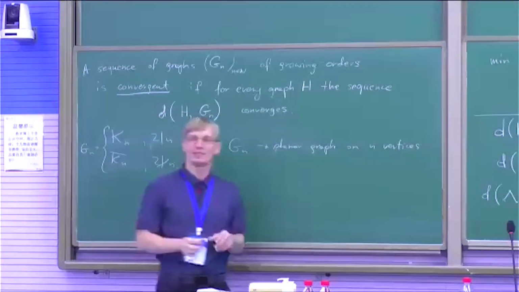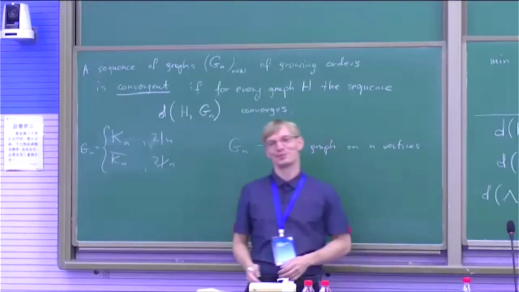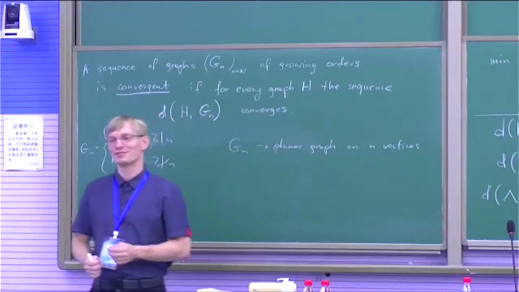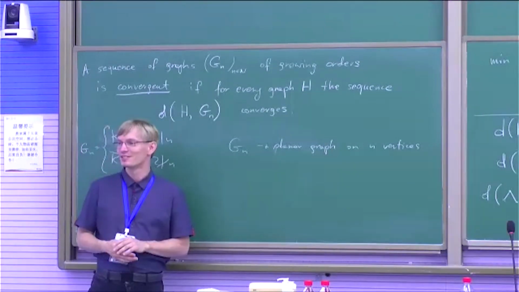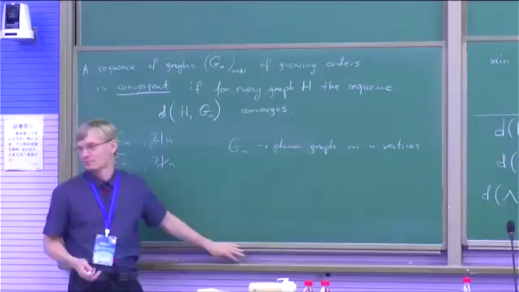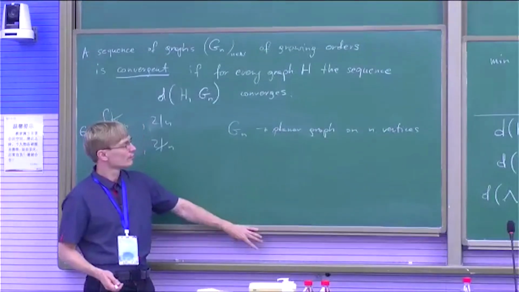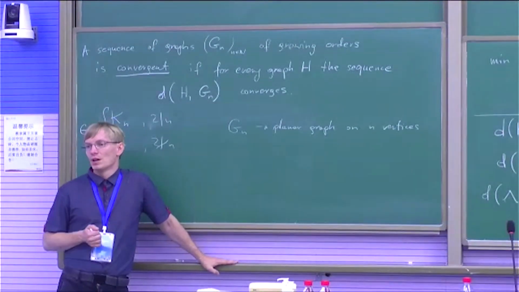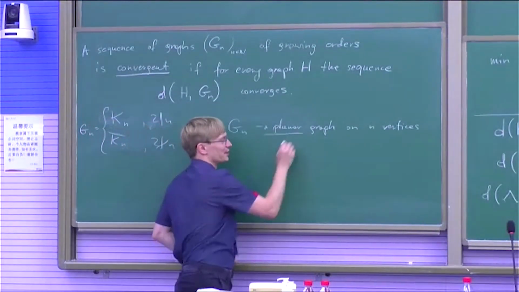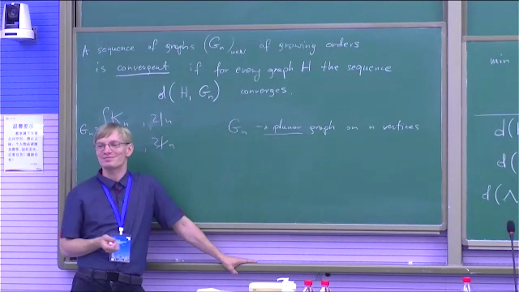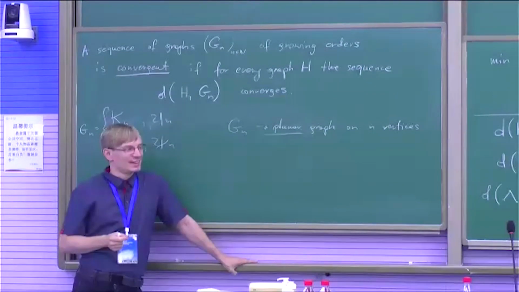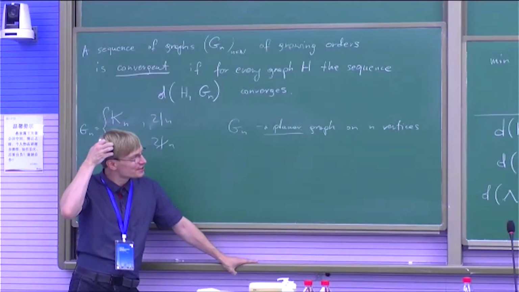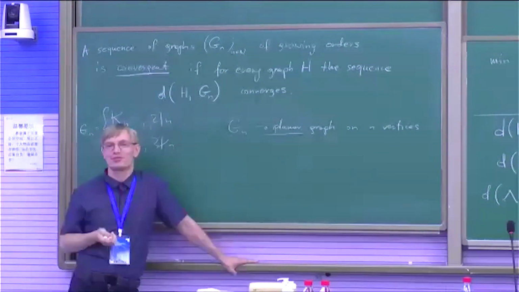So for every n, I ask one person in the room to pick a favorite planar graph on n vertices. And this way I create a sequence. You know what a planar graph is, right? It's a graph that we can draw on the plane. So the question is, is this sequence of graphs convergent or not?